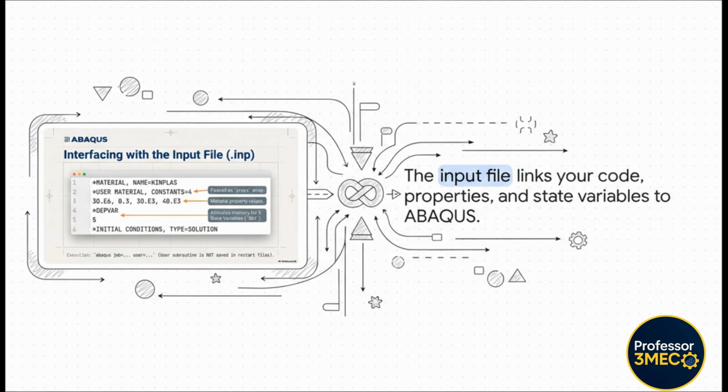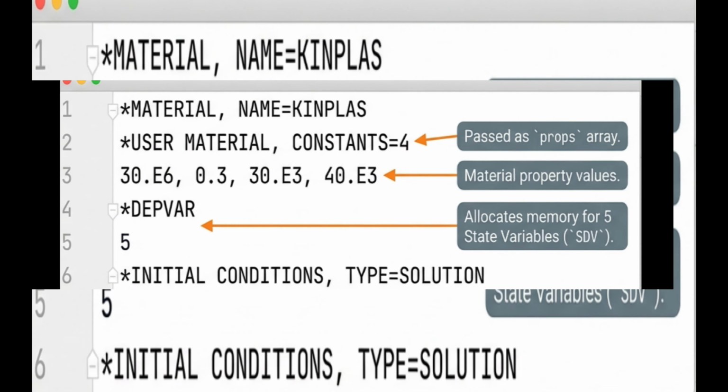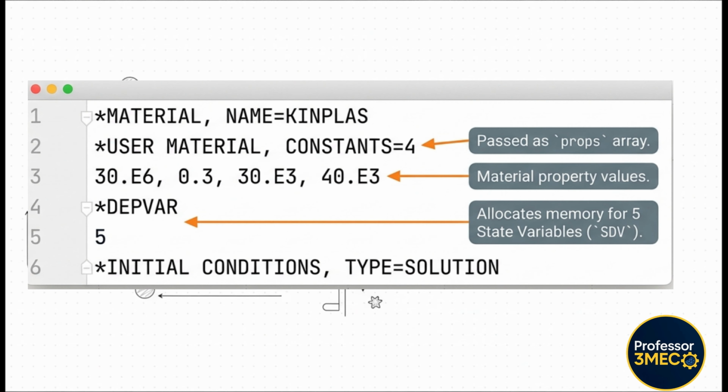So, how does ABAQUS even know to use this amazing code? Well, the link is made right here in the input file. You use standard commands like *userMaterial to pass in your constants and *depvar to tell the solver how much memory it needs to set aside for your internal variables.